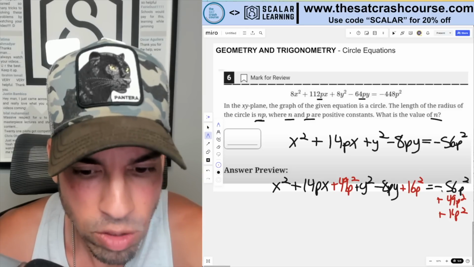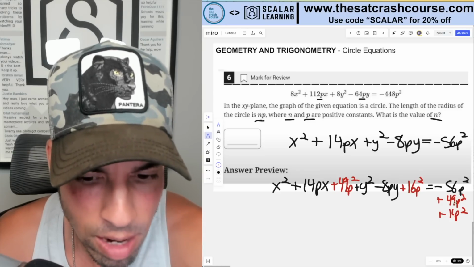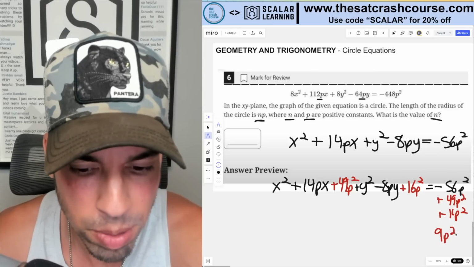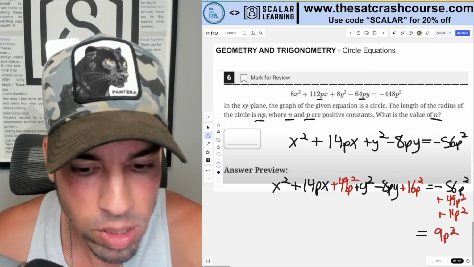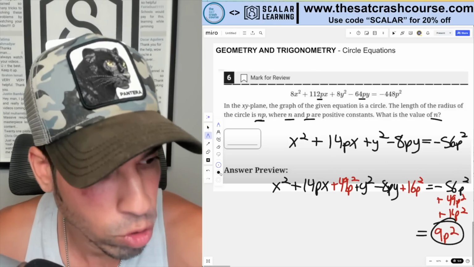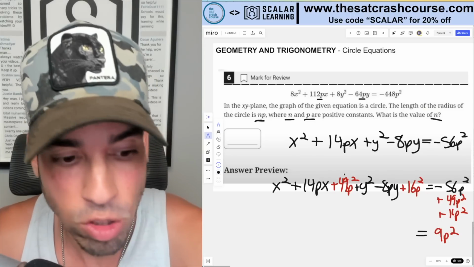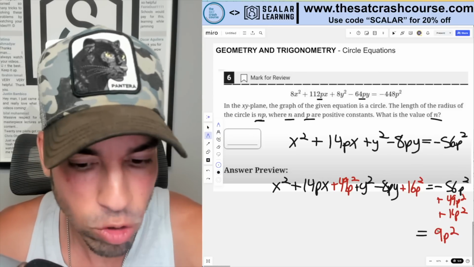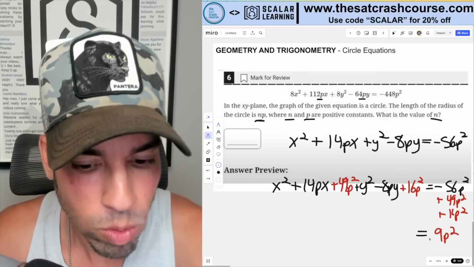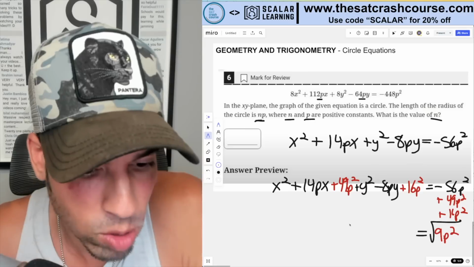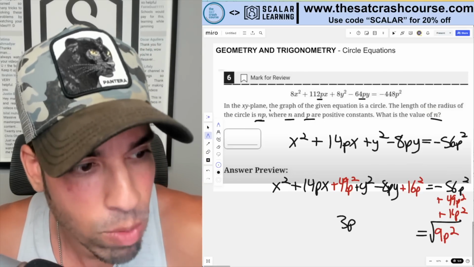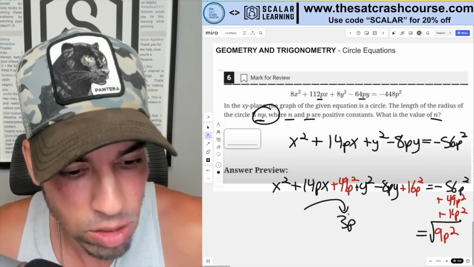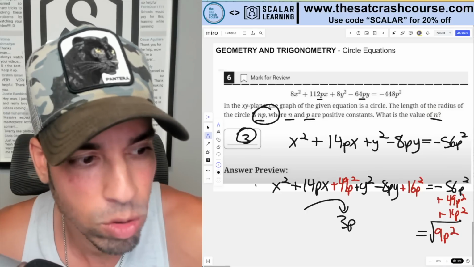Now, as I add these together, -56 plus 49 is -7. -7 plus 16 is +9p squared. So remember, whatever's on the other side of the equal sign for a circle equation is going to be the radius squared. Now, of course, I could factor this and get the coordinates of the center in terms of p, but they're not asking about that. So the square root of this is going to be the radius, which is 3p. And now we go back to np. They're saying, what is n? Well, n is this constant right here, which is 3, and that's how you do it by hand.